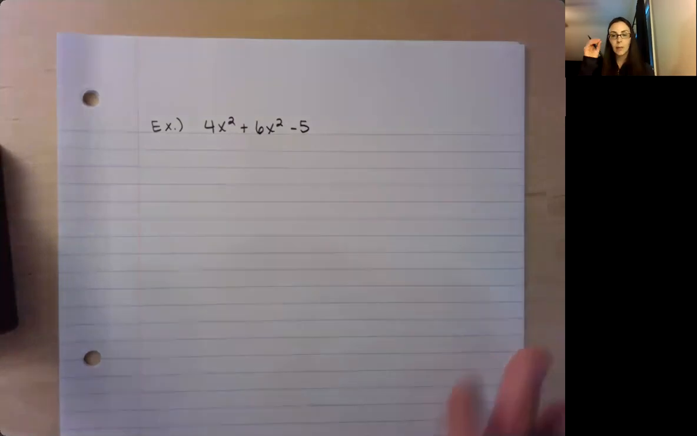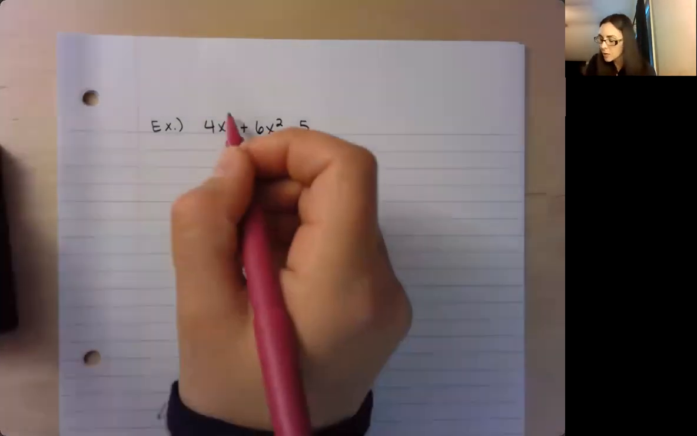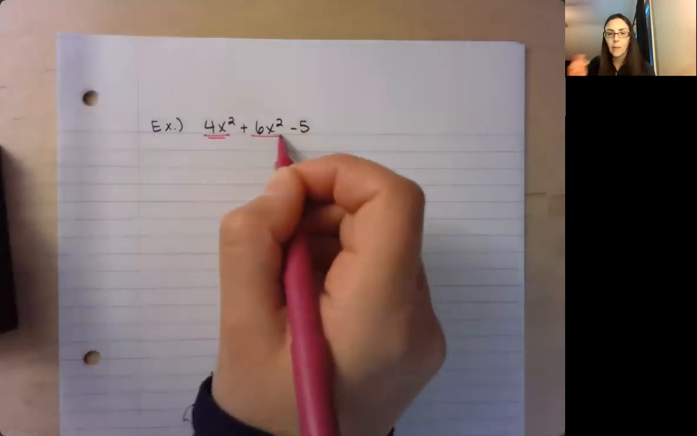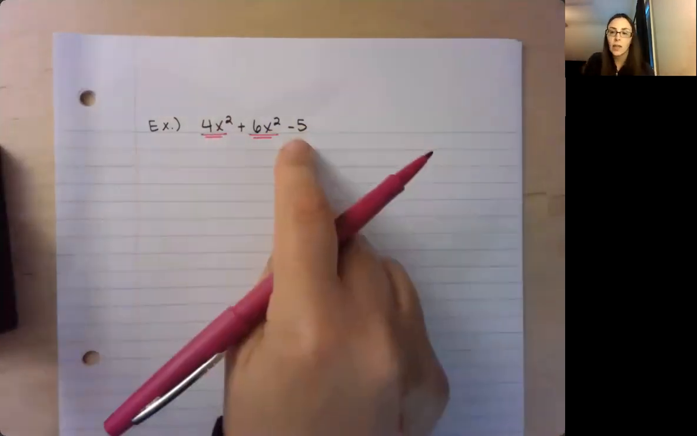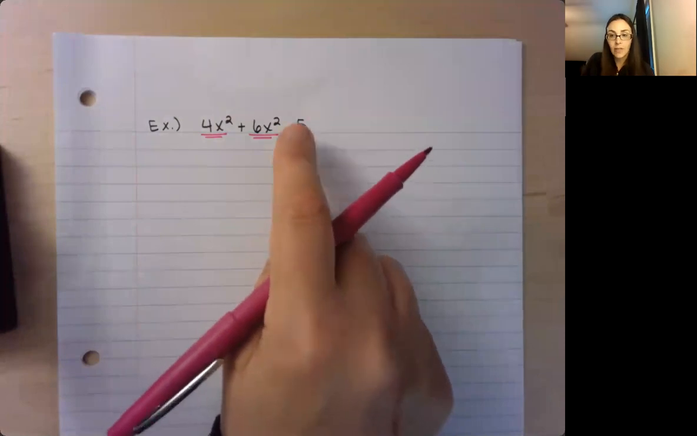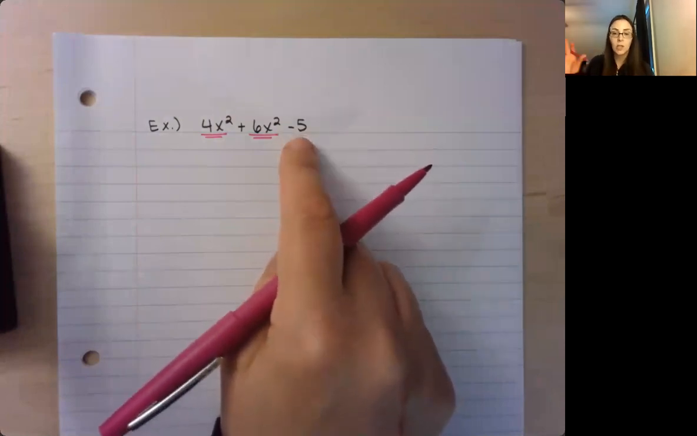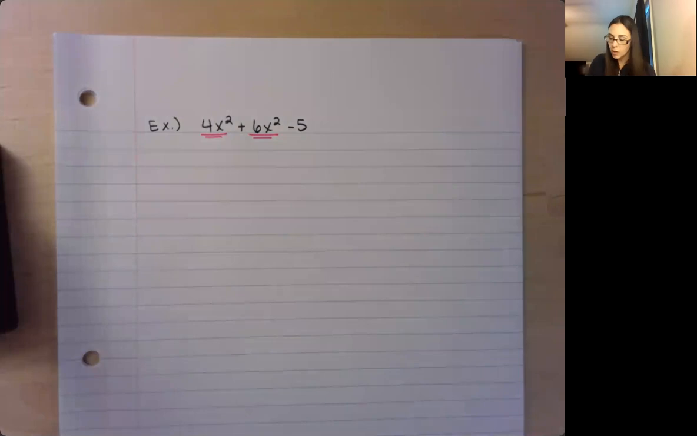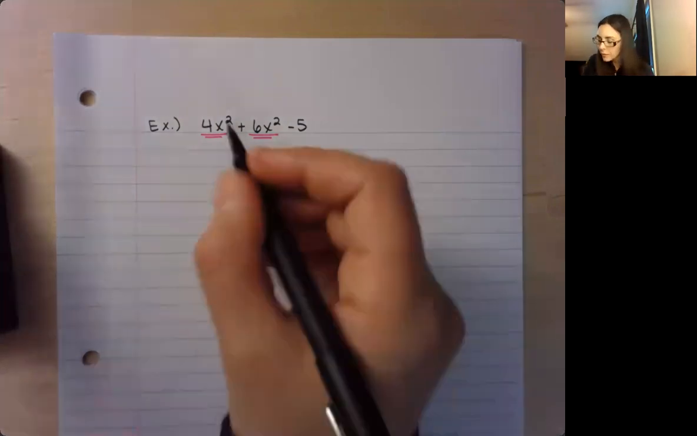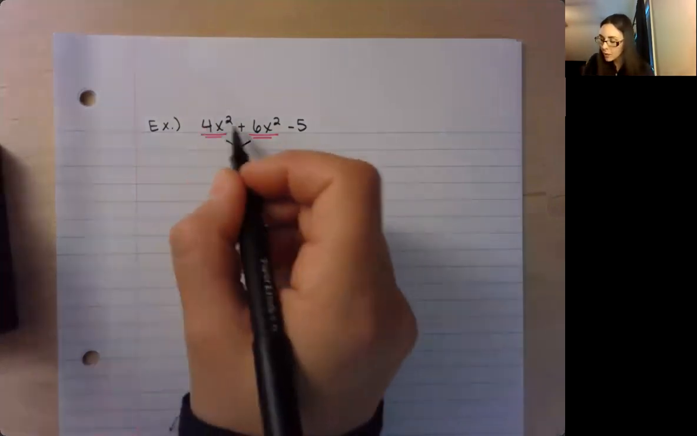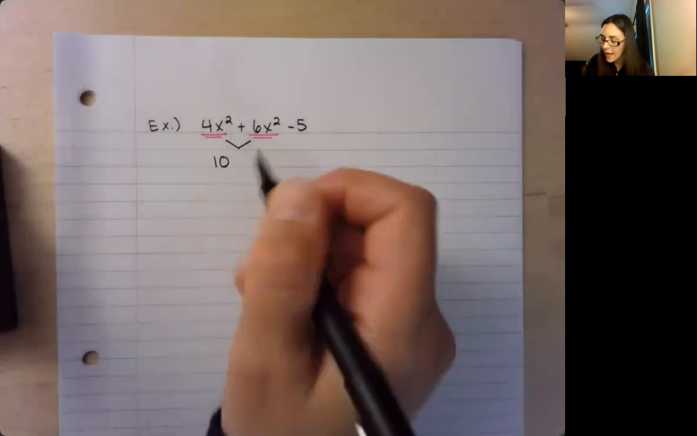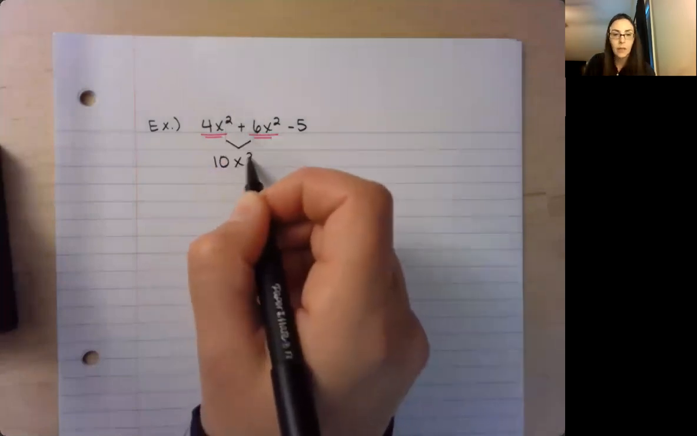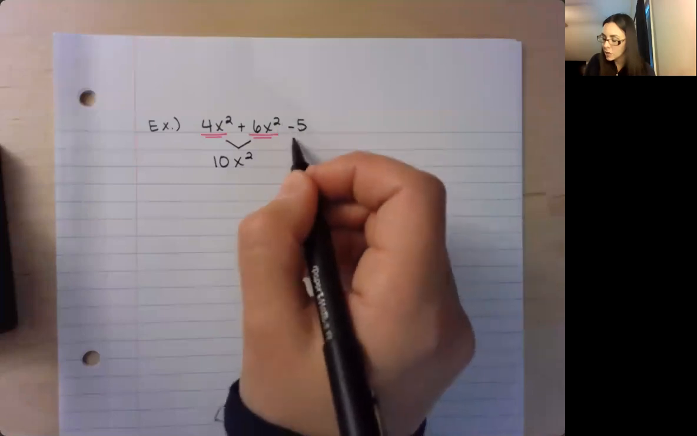So here I'm just going to kick it up just a little bit, and I do see some like terms, right? I see these pieces are both x squareds. So I'm just going to highlight my like terms. The -5 is not a like term with that. That is a different kind of thing, right? That's just a constant. So it's not going to get combined. So I'm going to do my like terms first. Here I have 4 plus 6, which is 10. And then the x squared stays the same. You're going to bring that -5 just right down.